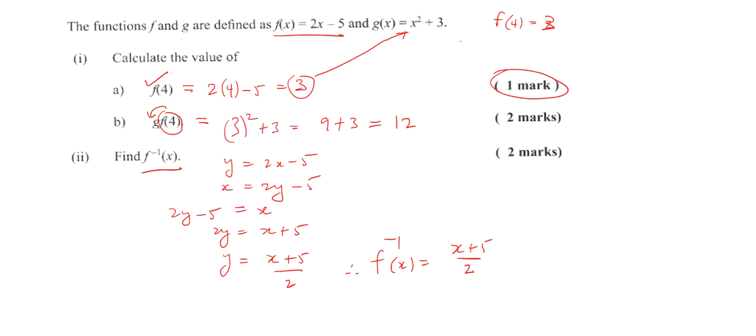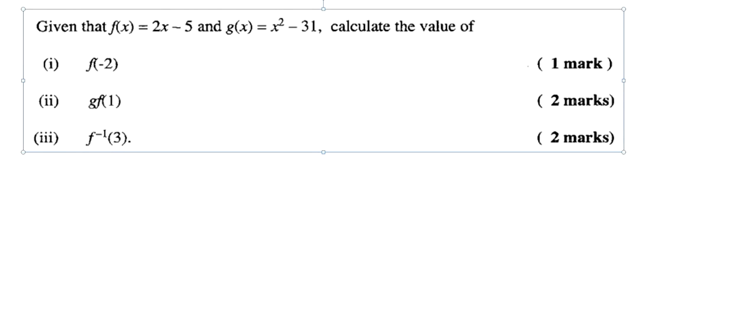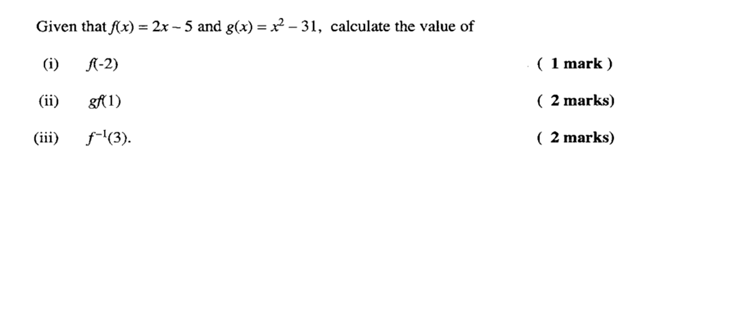Okay, let's do this last one here now. So we have two functions again, and we want to find f of minus 2. f of minus 2 will simply be 2 by minus 2 minus 5, which would be minus 4 minus 5, which is equal to minus 9.